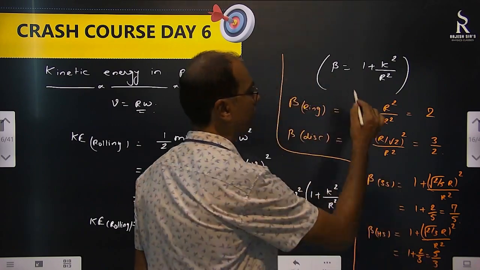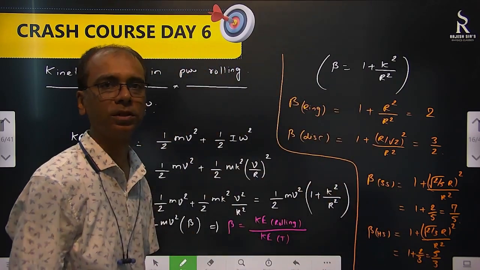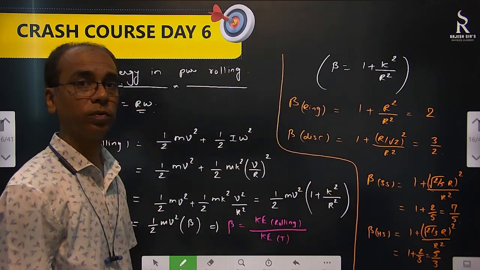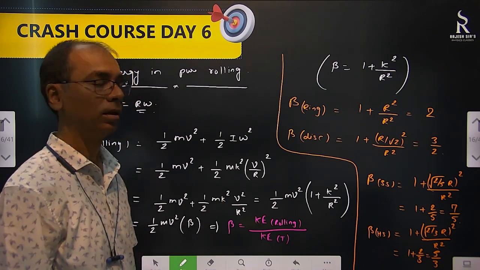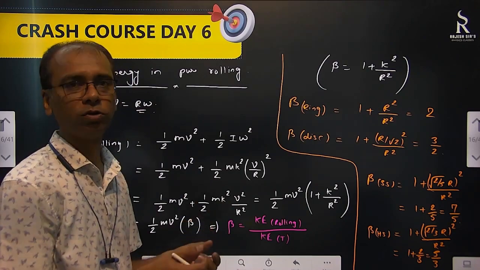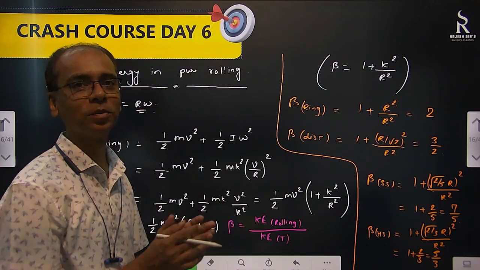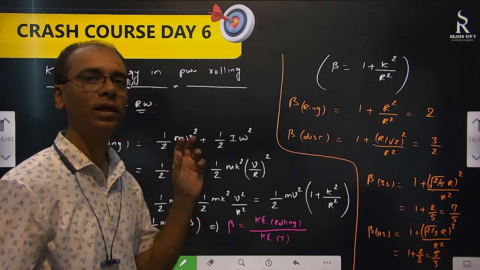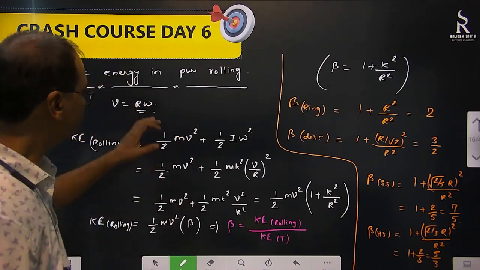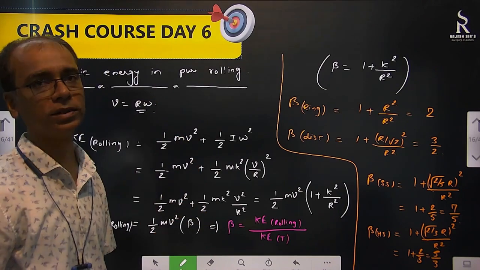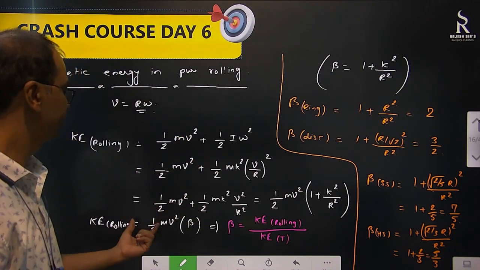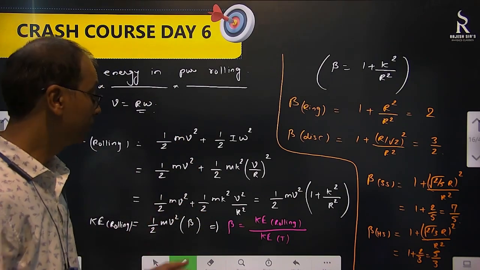So beta value is different for different objects. What is this beta going to do? Wait and see. It is going to make our problems a little easier to solve. It is not that it is going to make something different, but we will get the answer quickly. What is beta actually? Kinetic energy of rolling by kinetic energy of translation. You got it from here. Clear? Sometimes they ask you beta directly.